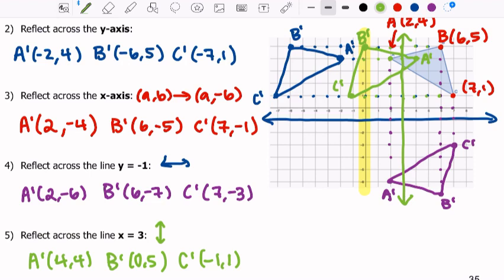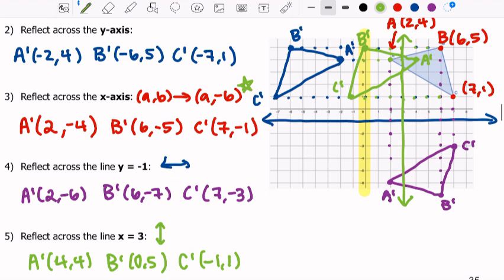So there's going to be some times where maybe doing the reflections on the graph is the best way to do it, and that's great. There's going to be some other times where wanting to use the coordinate rule is going to be good as well, okay? So let's go ahead.